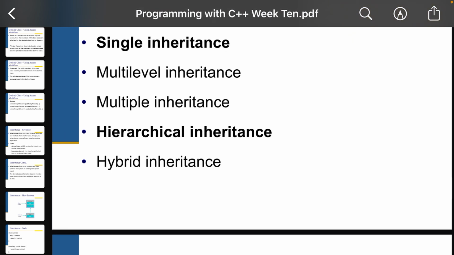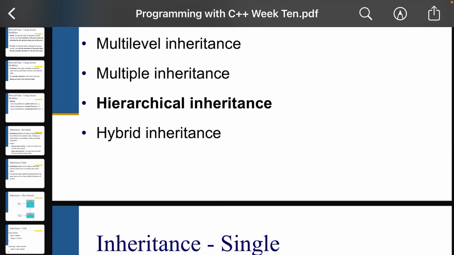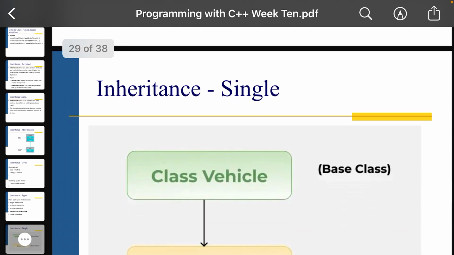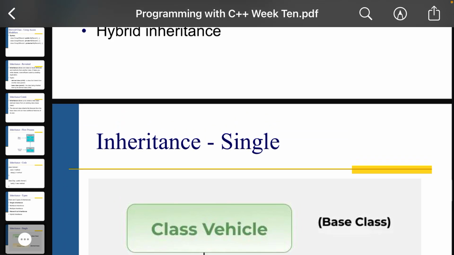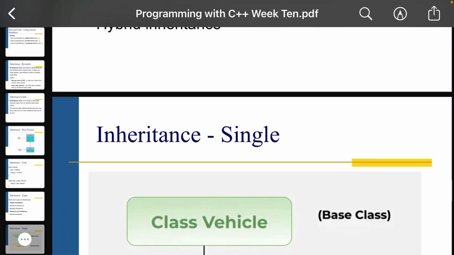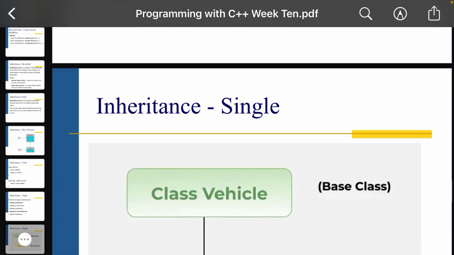And we also have another type, which is hierarchical inheritance, under which we have hybrid inheritance. A single inheritance, under which we have multi-level inheritance and multiple inheritance.